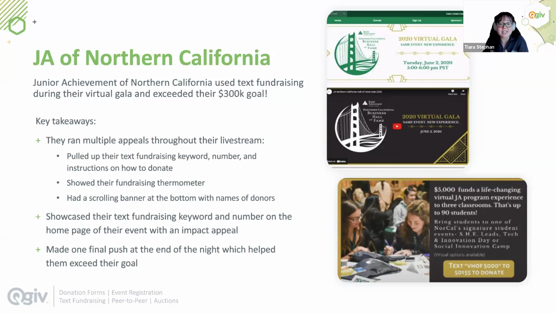Their text fundraising keyword and number were also present on the home page of their event with an impact appeal that explained to donors how their donation would be used. So whenever they went to register, donors were already aware that text fundraising was an option for them to give to the organization, and all of the information was right there so they could get started on giving. Junior Achievement also knew that text fundraising is really good for reaching out to donors for those time-sensitive appeals. So they made one final push at the end of the night, which helped them exceed their goal.